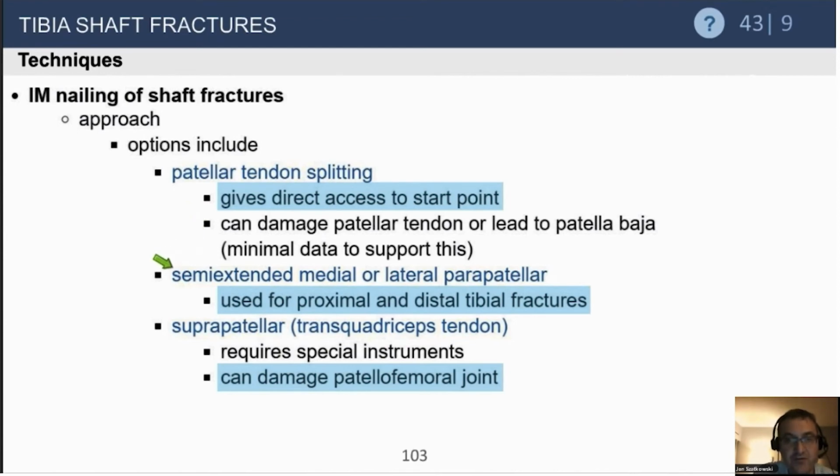Semi-extended nail, we went through this multiple times, used for proximal and distal tibial shaft fractures now. Suprapatellar is a form of semi-extended nailing, a transquadriceps tendon approach where you just incise directly proximal to the patella and go basically down to bone and pass a guide. Retropatellar, it can cause damage to the patellofemoral joint. Be very careful if it's not done correctly. And just because you do a semi-extended or suprapatellar nail doesn't mean you're going to get out of a malalignment issue. It needs to be done correctly, and it needs to be done well.